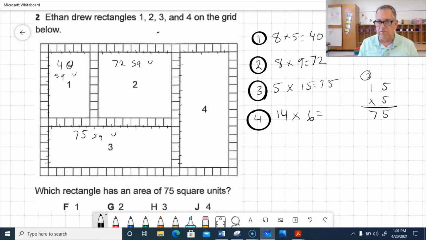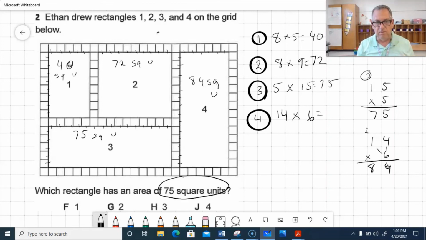Okay, we'll do our standard algorithm again. That is 14 times 6. 6 times 4 is 24. And 6 times 1 is 6 plus 2 more, 7, 8. So the area of that one is 84. That's 84 square units. So it looks like the one that is 75 square units is rectangle 3, which is H, answer choice H.